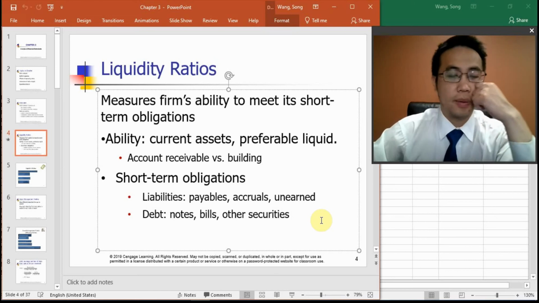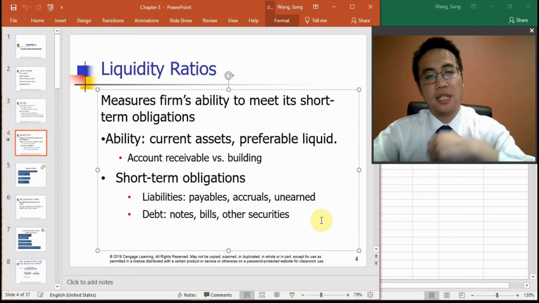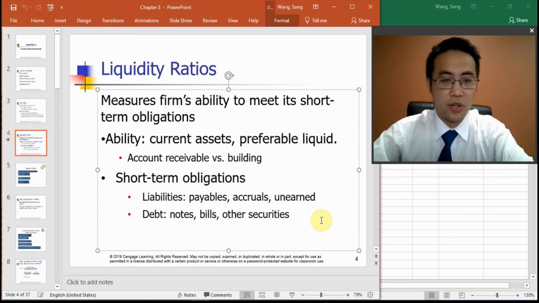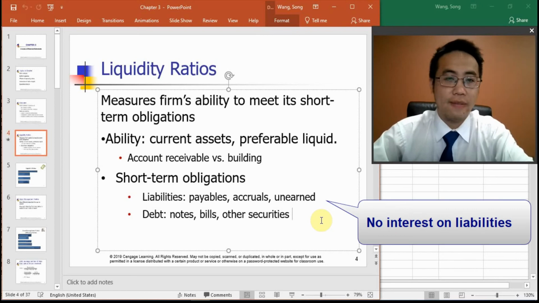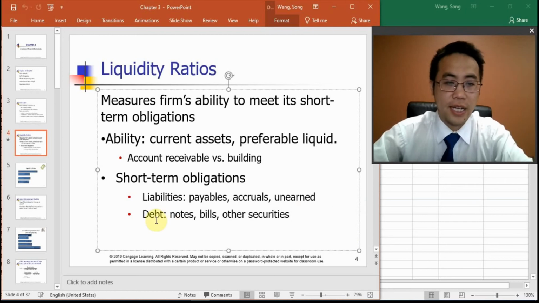Well, there is a difference between liabilities and debt. For liabilities, there's no interest generated. If you have a $10,000 accounts payable, then you still pay $10,000. However, for debt, either in notes, bills, or any other securities, there would be interest generated. If you have a $10,000 notes payable, then you will need to pay interest in addition to the $10,000 notes payable.